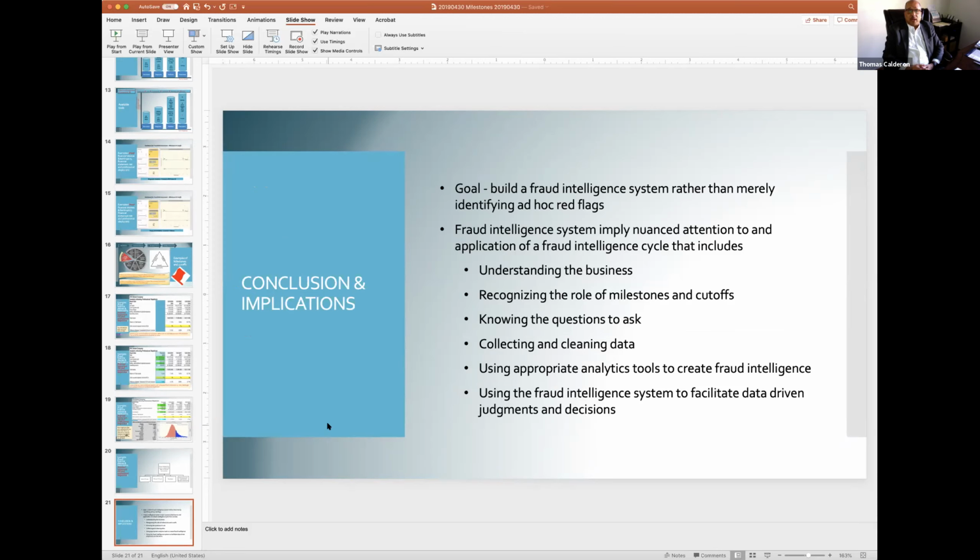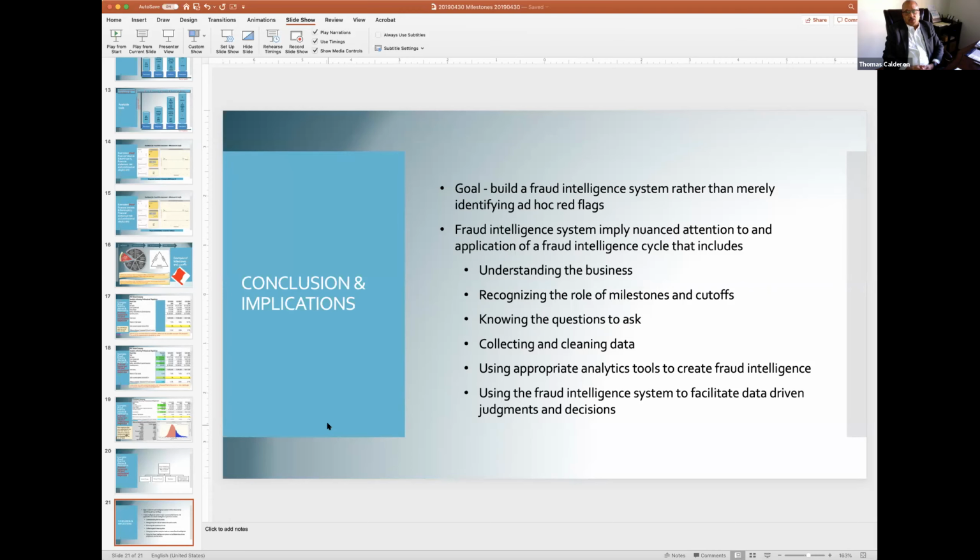The goal of what I've talked about here is to build a fraud intelligence system rather than merely identify ad hoc red flags. A fraud intelligence system simply implies that we are going to look at nuanced aspects of the data, and we are going to mine the data in such a way to discover potential nuggets.